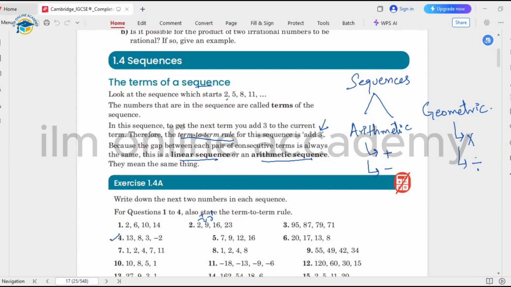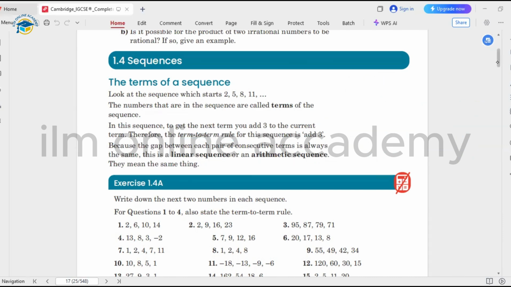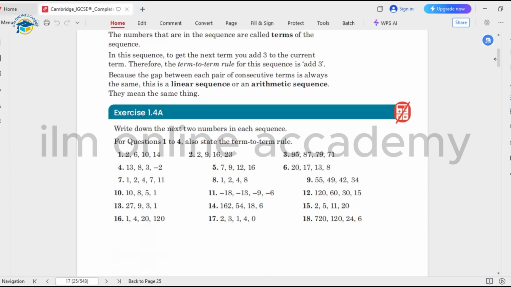Okay, so let's start our exercise 1.4a, in which they have given some sequences, and from question number 1 up till 4, we need to state the term to term rule as well as the next two terms of each sequence. The next two terms you can easily get if you know the term to term rule. If the term to term rule is clear, then the next terms will also be clear. So let's start. First of all, we have question number 1. In this question, they gave us the sequence 2, 6, 10, 14.